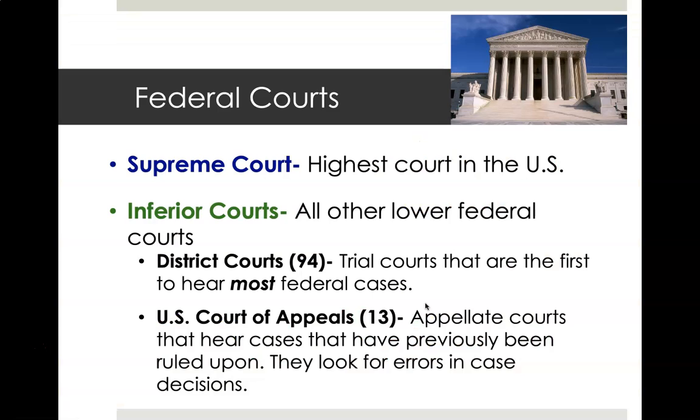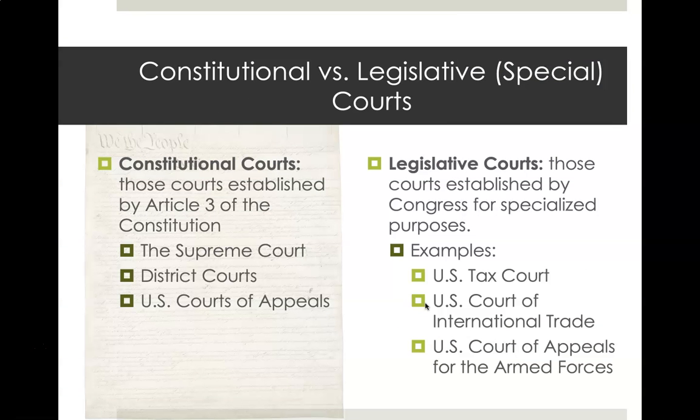And that was the appeals. So we'll move on to this. Constitutional courts versus legislative or special courts. So we said that the constitutional courts are those established by Article 3 of the Constitution. Now, I know that there are 3 listed here, but you will have a test question that's kind of tricky. Technically, the Supreme Court is the only one mentioned. However, the Constitution established the fact that the legislature could create more courts, and also that the federal government could also create more courts. So the Supreme Court was the only one that was technically mentioned in the Constitution.